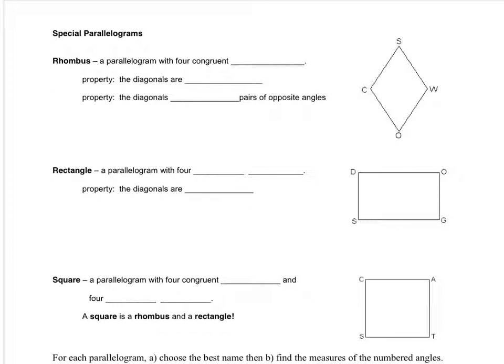Okay. So the first type of special parallelogram is a rhombus. It's important to note that any of these special parallelograms have all of the properties of basic parallelograms and then a few additional. So it's going to be important that you keep these all straight and that you really learn these different properties. So for a rhombus, it's a parallelogram with 4 congruent sides.